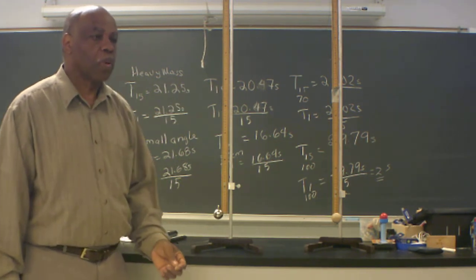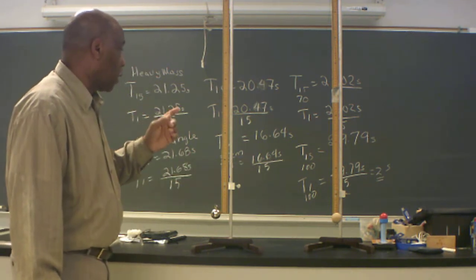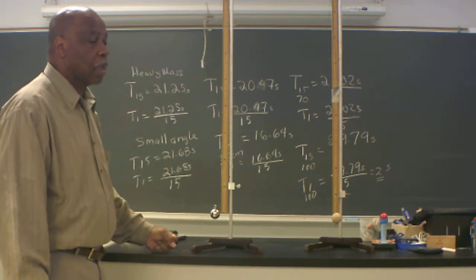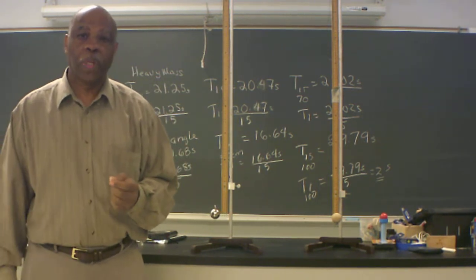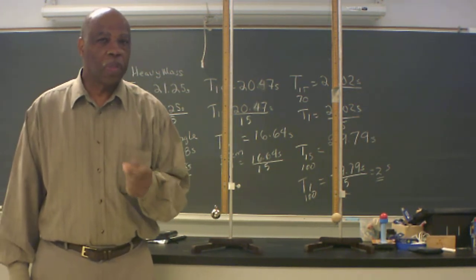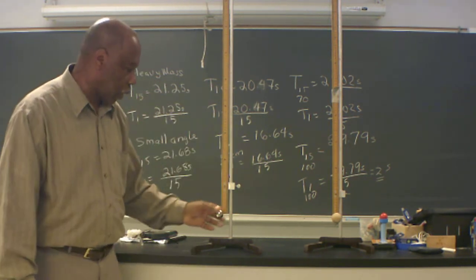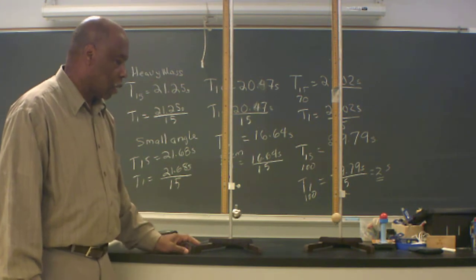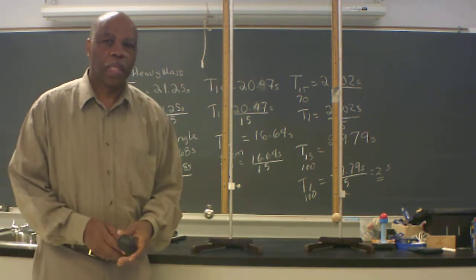Now, here's the last question. For a length of 100, you have a period of 2 seconds. What length do you think will give you a period of 1 second? You see, if you could make a pendulum that would give you a swing of 1 second, you could make a clock. And that's what Galileo did.